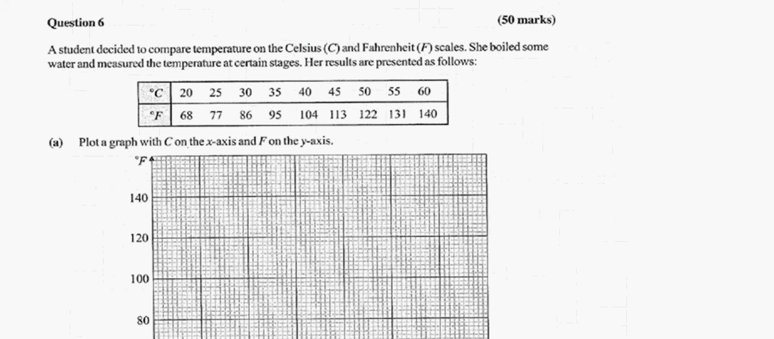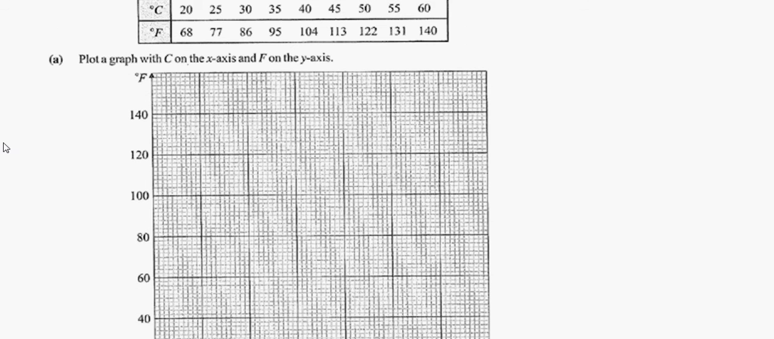Next question. Students decide to compare the temperatures on Celsius and Fahrenheit scales. She boils some water and measures the temperature at certain stages. Her results are presented as follows. So what we've got to do is plot this graph. The first point is 20 and 68.